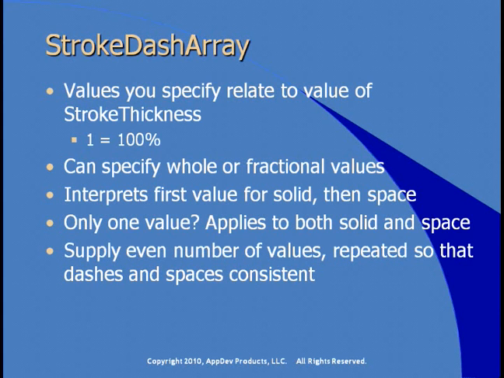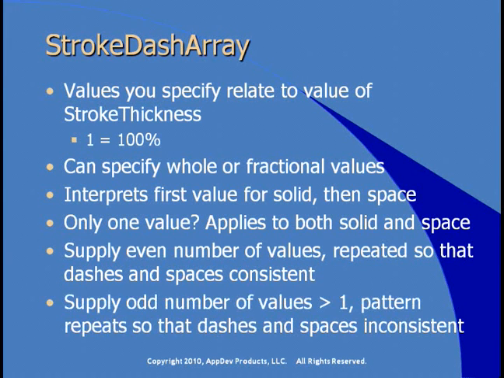If you supply an even number of values, they're repeated so that the dashes and the spaces are consistent. Imagine you've specified 2 and then 1. That's the two values you specify. The solid part will be twice as thick as the line thickness. The space will be the same thickness as the line thickness, and then that will just repeat for all of the dashes that make up the space of the line. If you supply an odd number of values, but more than one value, the pattern repeats so that dashes and spaces are inconsistent.